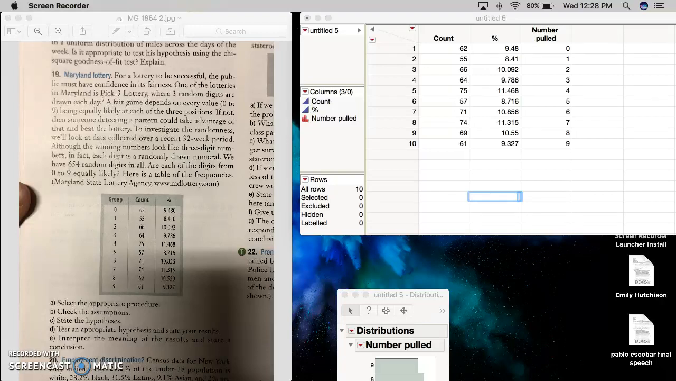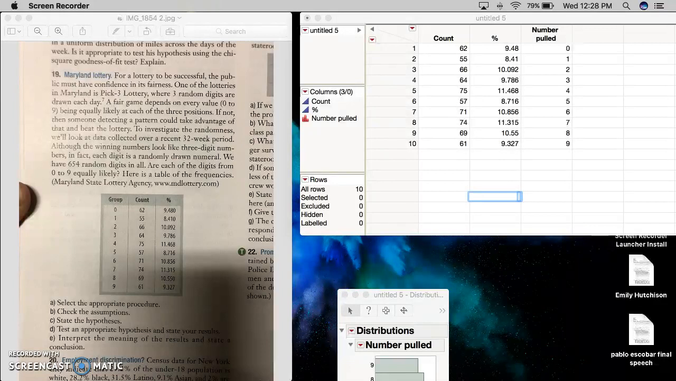This is Emily Hutchison talking about number 19 from chapter 14 for the midterm one. The problem reads, for a lottery to be successful, the public must have confidence in its fairness. One of the lotteries in Maryland is a Pick 3 lottery, where 3 random digits are drawn every day.